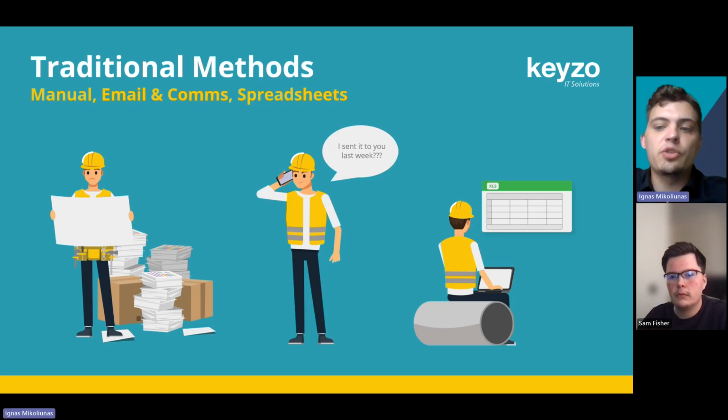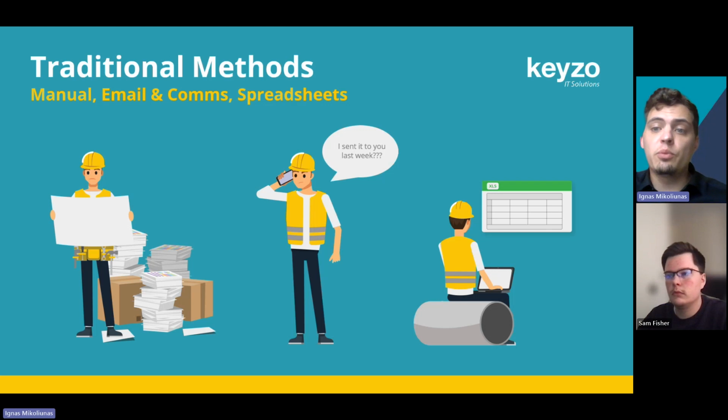Now, let's talk about some of the traditional methods that we see in the industry that we work in. Most commonly, those entail manual tracking of documents. So we're talking spreadsheets, paperwork, and project details. This leads to inaccuracies, inefficiencies, as well as difficulties to update things in real time.